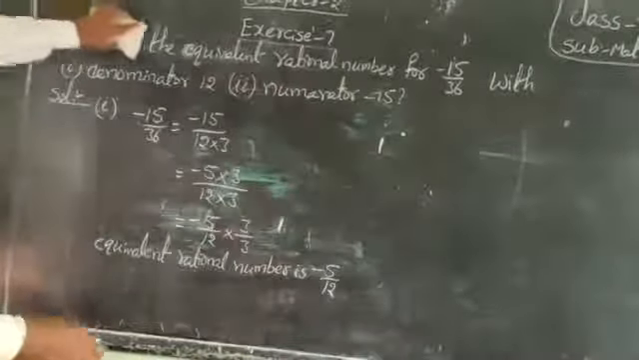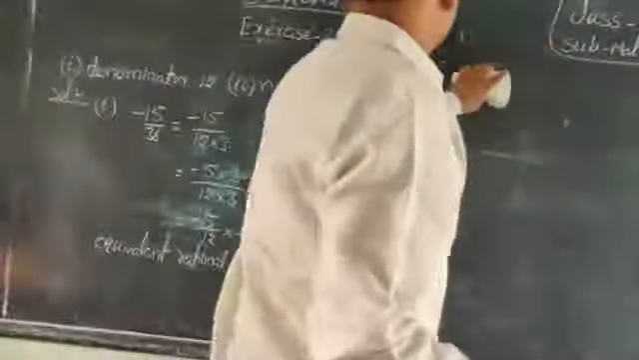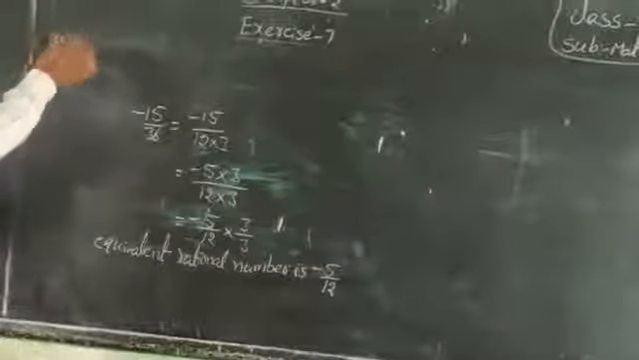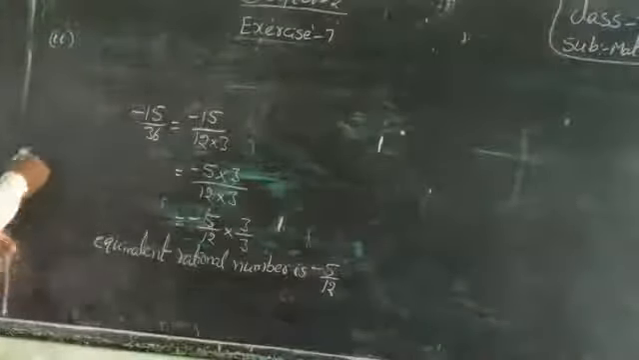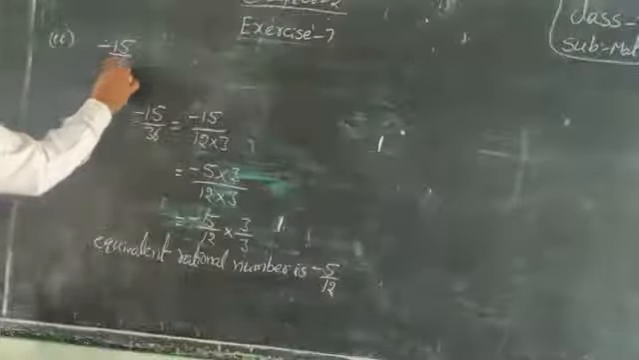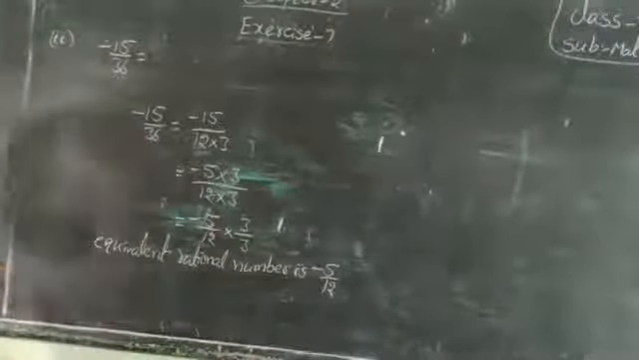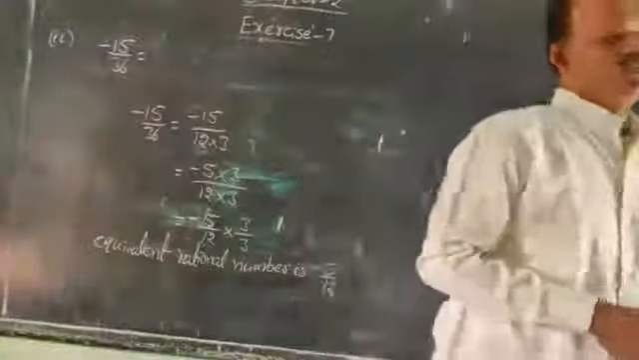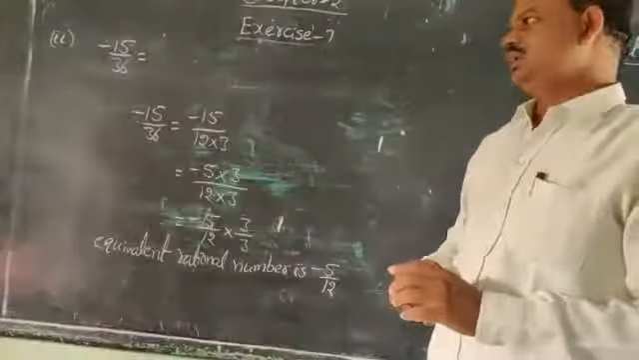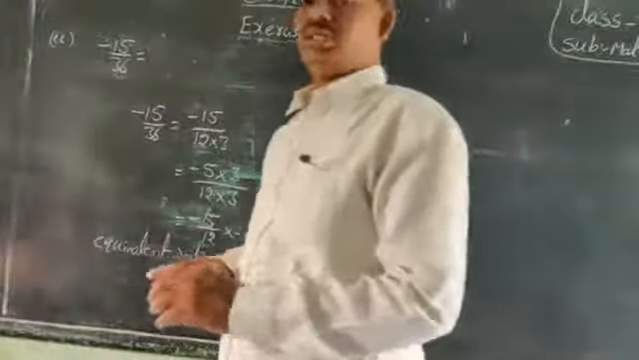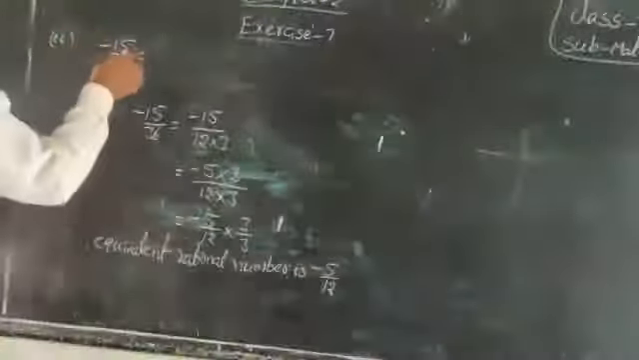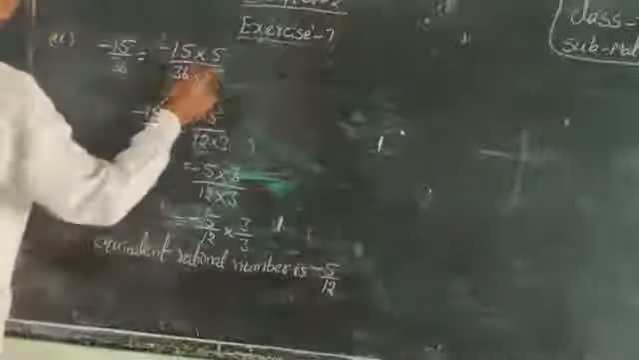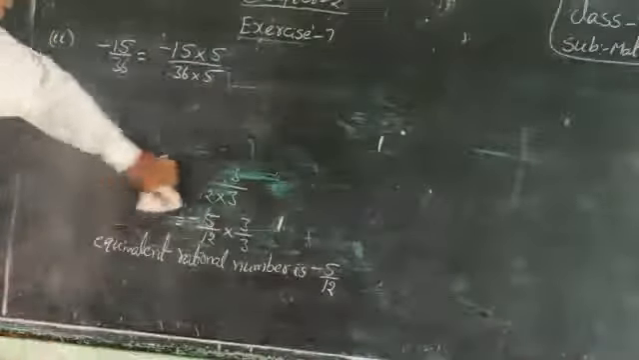So the second one: the numerator is minus 75. So that is equal to minus 15 by 36. Here the numerator is 15, a very small value. We want 75. So in the 15 table, which one is multiplied to get 75? 15 fives are 75, so we are multiplying with 5. Minus 15 into 5 by 36 into 5. That means multiplying and dividing by the same number.